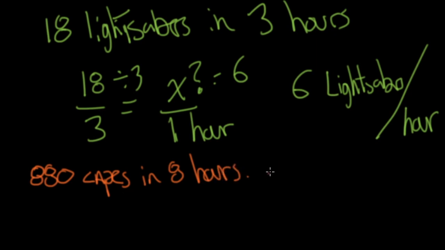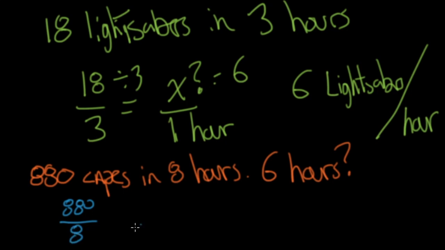And you say, want to use the unit rate and say, how many capes would you make in 6 hours? You know, this is an interesting way to go and do it. So how many could you do in 6 hours? Some students like to do it this way. They would say, okay, if I have 880 and I do that in 8 hours, I'm going to figure out how many I make in 1 hour. Does that kind of make sense?